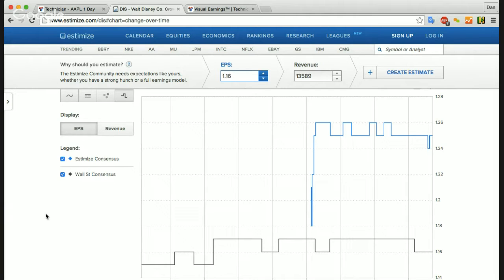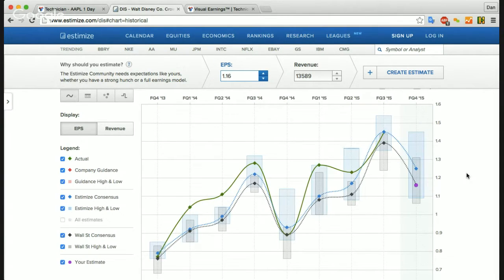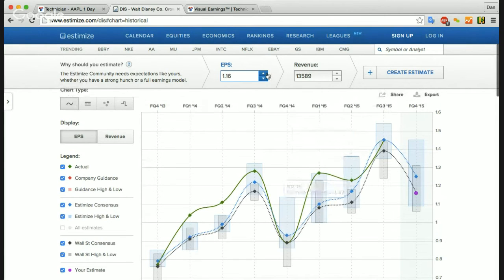The top bar there is the estimate entry form. So if we go back to the historical chart there, and we move the EPS estimate entry by just clicking inside the box, and then up, you'll see that pink dot move. That's your estimate. You have to make both the EPS and the revenue estimate, and then you press Create Estimate. And as I said, you can edit it at any time.